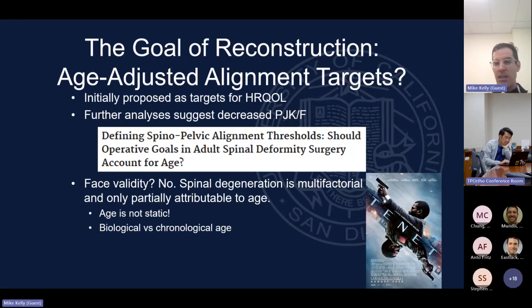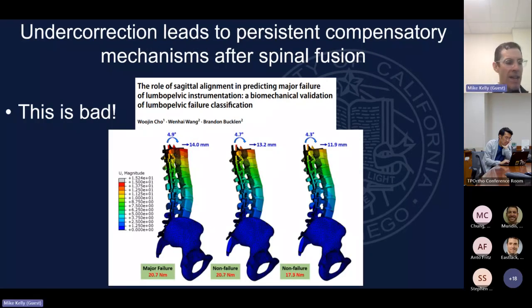It suggests decreased rates of PJK and PJF, though I think Greg and I could sit around and make up some random numbers and come up with values in the ISSG database to show that our made up numbers are true too, because that's essentially what these are. Why is undercorrection bad? It leads to persistent compensatory mechanisms after spinal fusion.